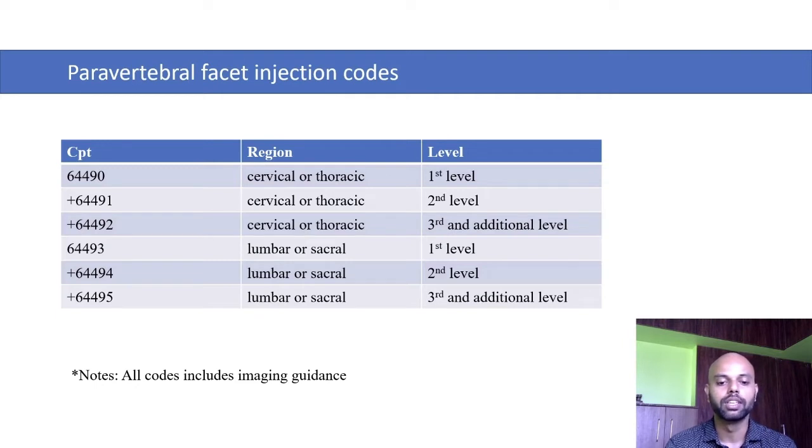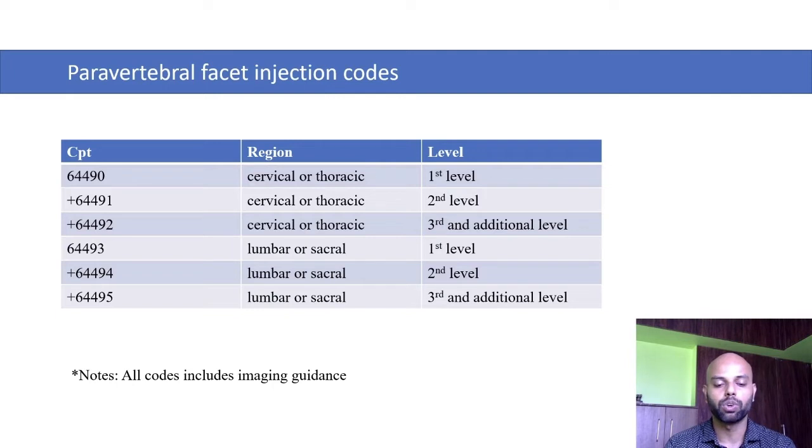64490 is for the cervical or thoracic region for the first level. For the second level, you have to use add-on code 64491 in addition to 64490. For the third and further additional levels, you have to use 64492. This is for the cervical or thoracic region.